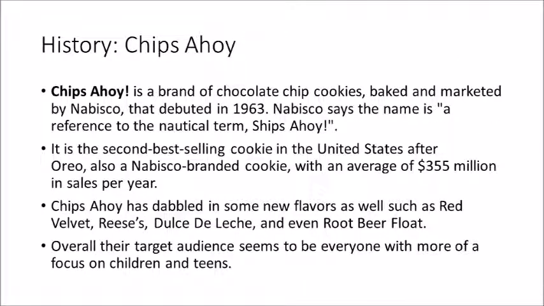Next, let's get a little bit of history about the Chips Ahoy brand and cookie. Chips Ahoy is a brand of chocolate chip cookies baked and marketed by Nabisco that debuted in 1963. Nabisco says the name is a reference to the nautical term "ships ahoy." It is the second best-selling cookie in the United States after Oreo, also a Nabisco branded cookie, with an average of 355 million in sales per year.